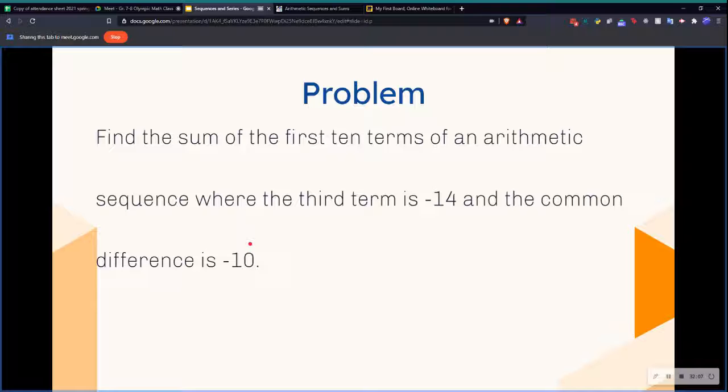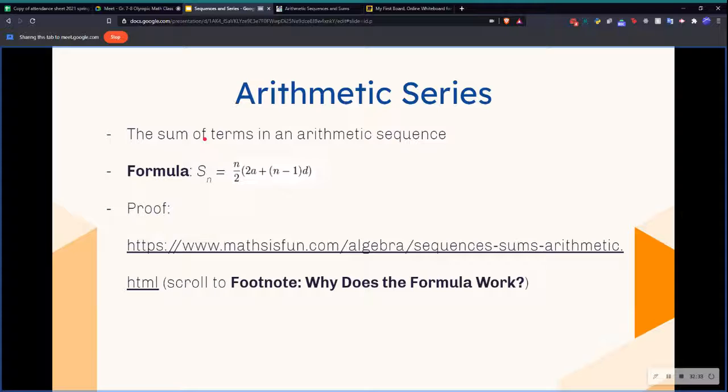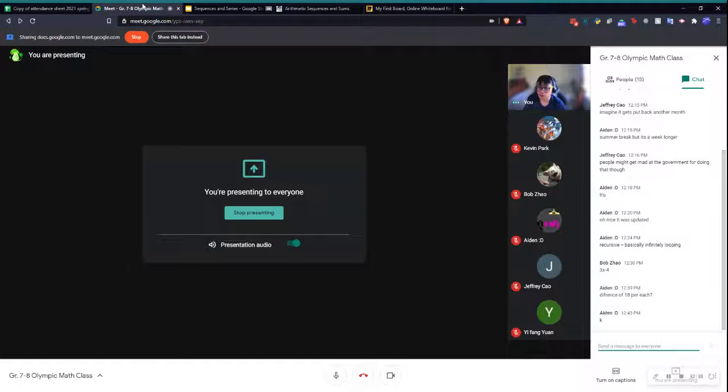I'll give you guys a minute to think about how you solve this. So remember, similar to the general term, we want to find a and d, right? But we're looking for a specific number, so it means we also need n as well. Once you get all of those, then you can substitute those into the formula right here, and you're good. Give you guys a minute to solve it.